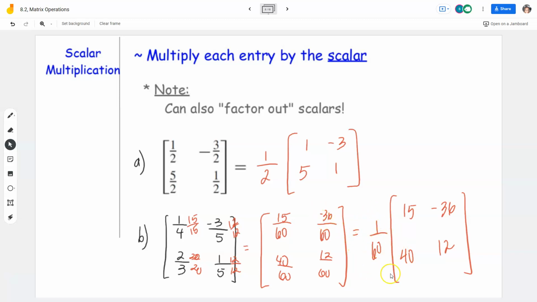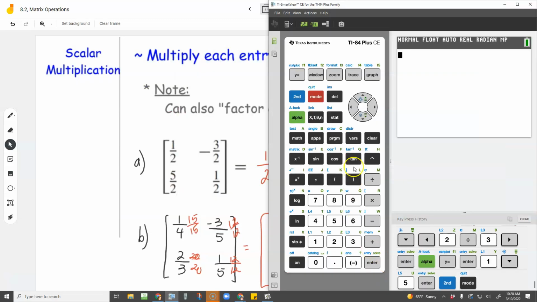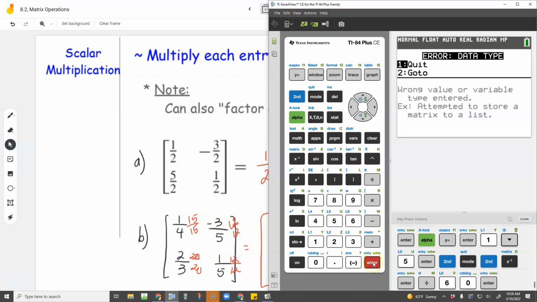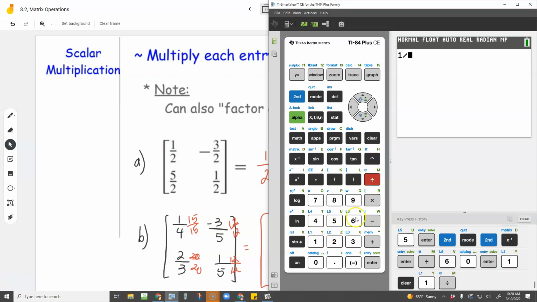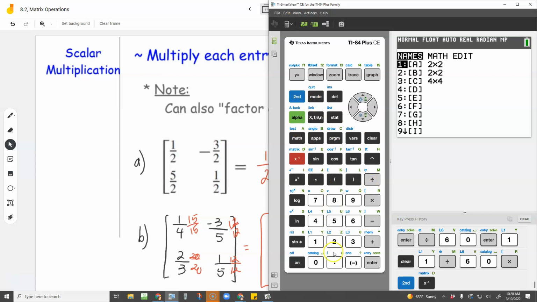We'd still have to figure out the 60. But once we figured out the 60, what could we have our calculator do? Reduce. I'm not sure there's a reduce function, but good idea. Okay, not divide. So what else could we try? Multiply by 1 over 60, which is us pulling out 60. Let's see if it understands multiplication of matrices.